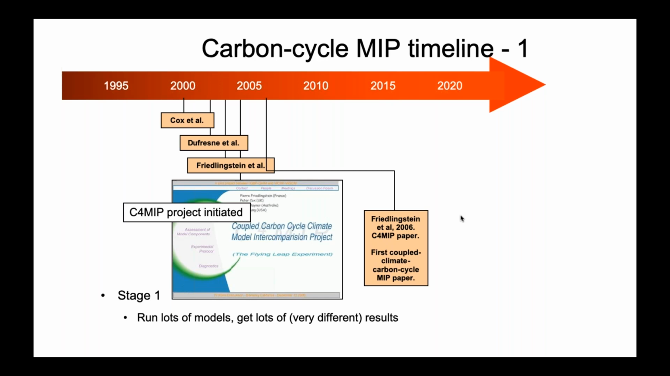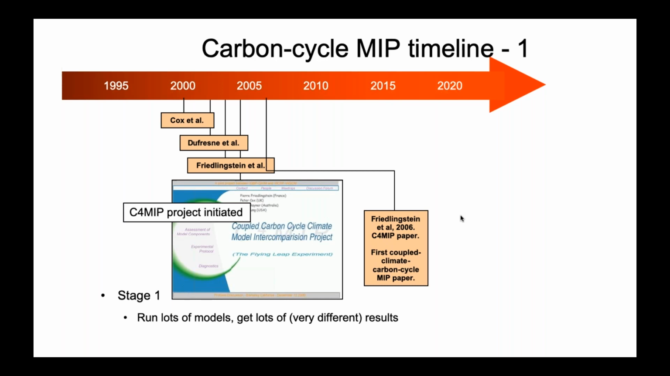So that's kind of the start of C4MIP. And stage one of that was to run lots of carbon cycle models and, as it turned out, get lots of very different results, which is quite often what happens when you run lots of models, right? So that led to Pierre's paper in 2006, and I'll refer to that throughout this talk as C4MIP.